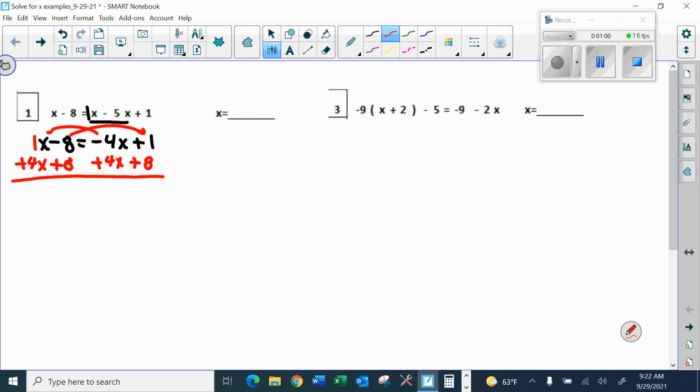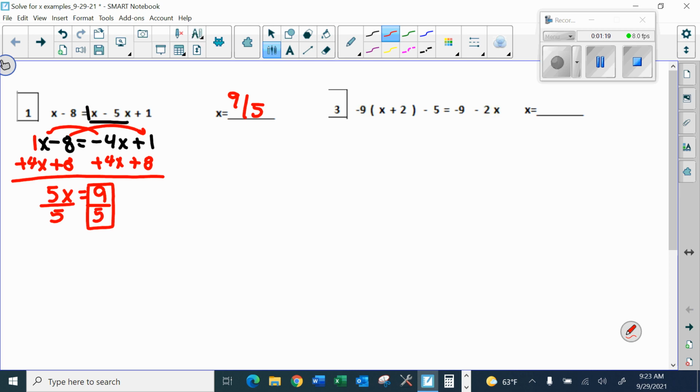Draw my equal sign. So I have 5x equals 9. Last step, divide by 5. And you can leave it right there because it does not simplify. So 9/5 is my answer. I don't have to change to a mixed number in high school. I'm fine with that. All right, number 3 here.